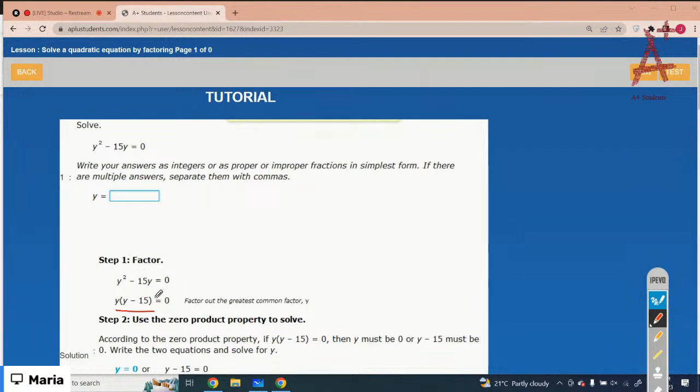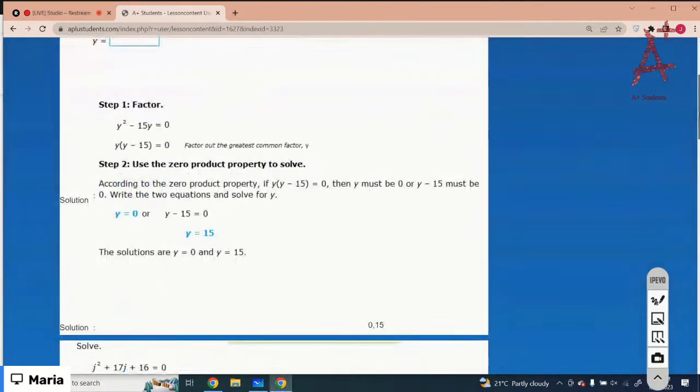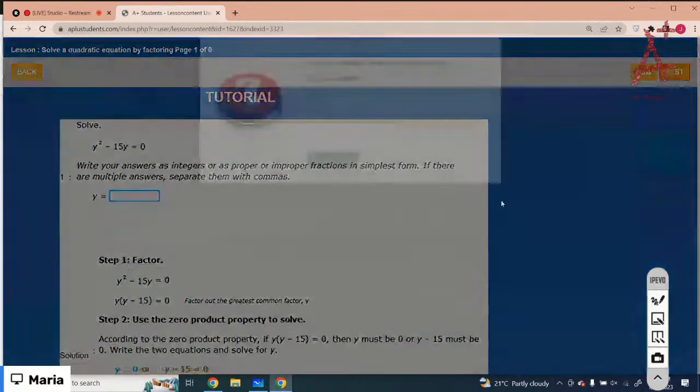Got it? Now use the 0 property, equate them to 0. It would be then y equals 0 and y minus 15 equals 0. Got it? So it has the two values. One of them is y equals 0 and the second one is y equals 15. Got it? Let's just do practice questions.